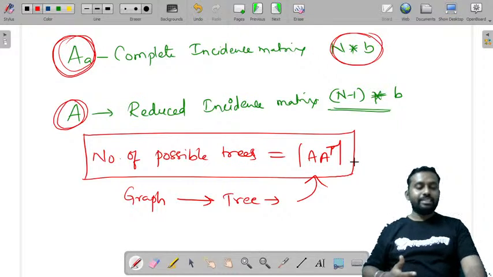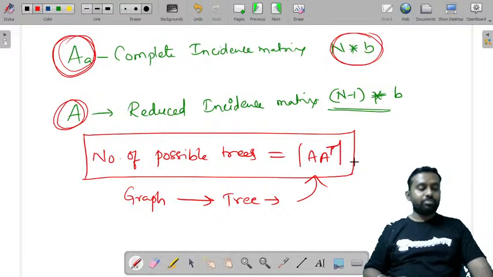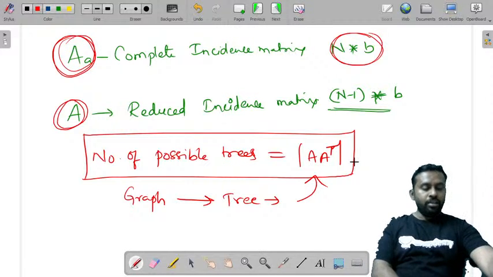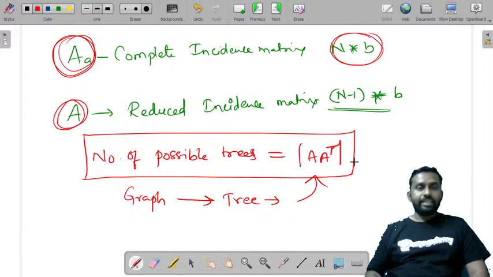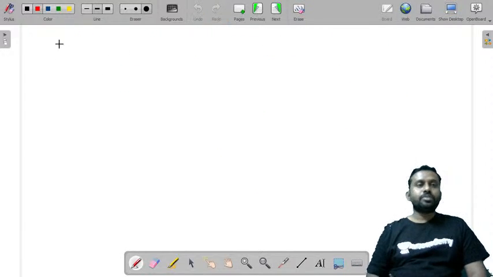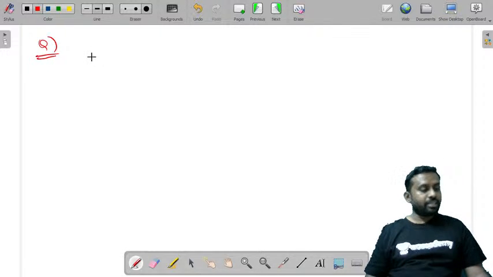Now let us take one example and try to find the incidence matrix for one question. The question given is something like this. Let us take this question.